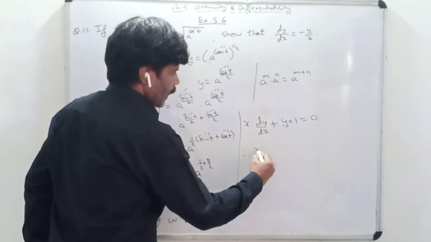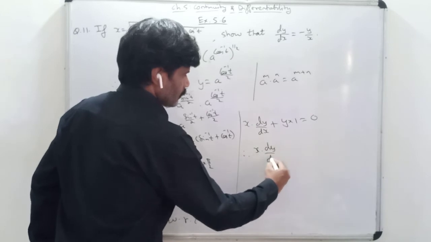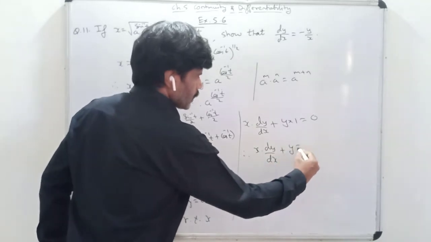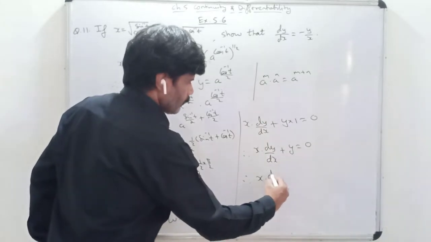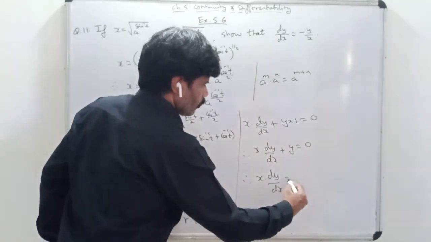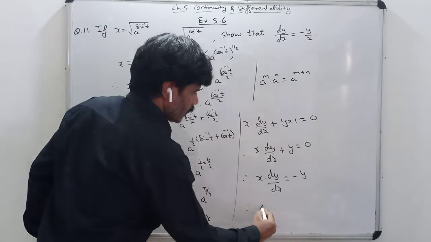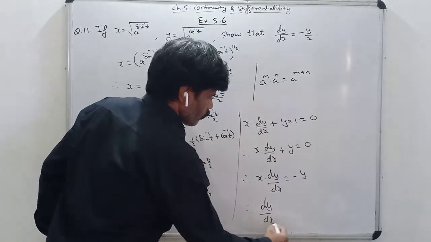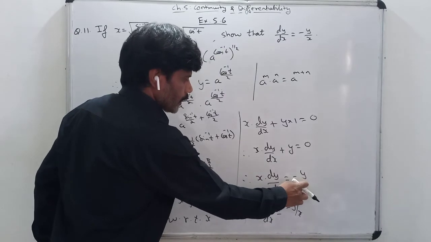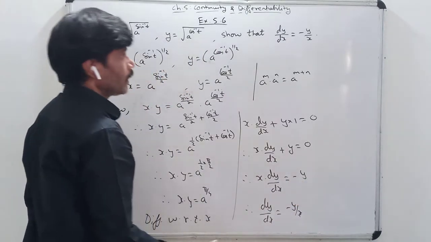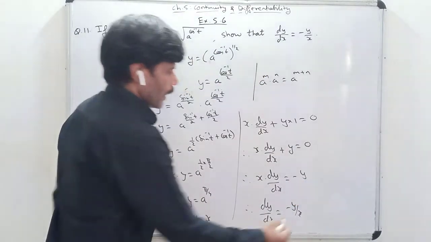So therefore x into dy by dx plus y into 1, that is y, is equal to 0. So y will go to the other side, so minus y. So x into dy by dx is equal to minus y. Therefore dy by dx is equal to minus y by x. This x will go to the denominator on the other side. So minus y by x. This only we wanted to prove. Hence proved.